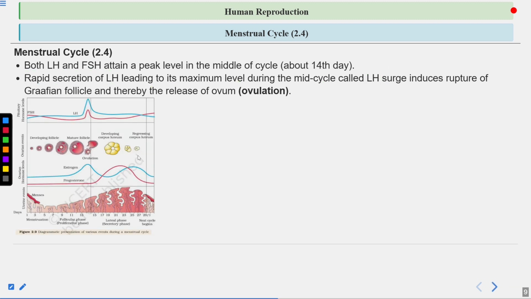So you can see here, this is the LH surge they have shown you. A rapid increase in the level of LH just before the ovulation. This LH surge stimulates the mature follicles to rupture. And you can see here the secondary oocyte is released at the mid of the menstrual cycle.